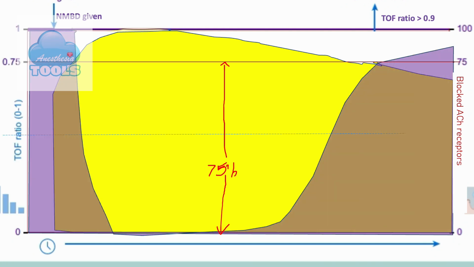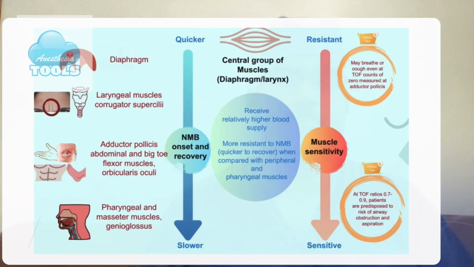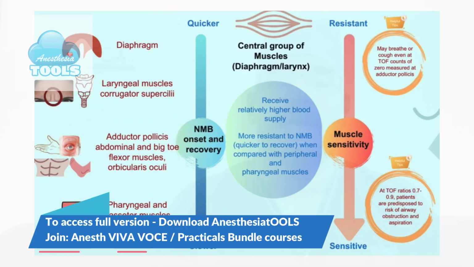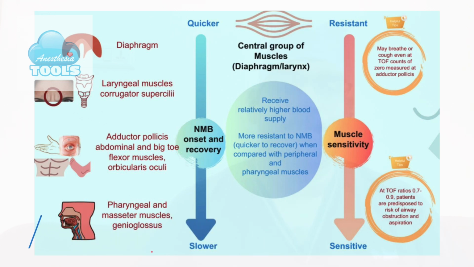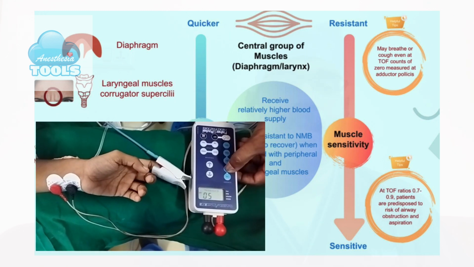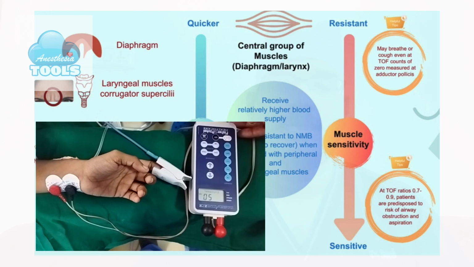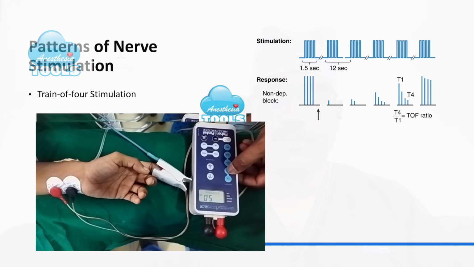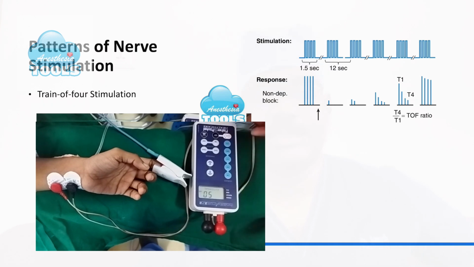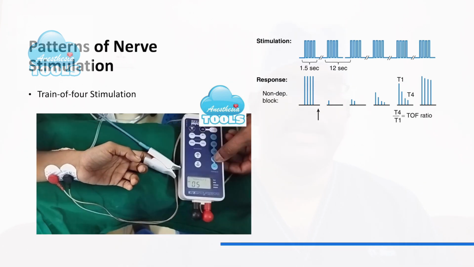Here you can see initially the train-of-four ratio is 1, and after sufficient receptors are occupied, the train-of-four ratio drastically falls. This is an important diagram where you should know that not all muscles are getting neuromuscular blockade simultaneously, because some muscles are showing quicker onset, say diaphragm, laryngeal muscles, our central group of muscles like corrugator supercilii, adductor pollicis, abdominal and big toe flexor muscles. Qualitative demonstration of the TOF response: you can see 4 responses, but the responses are progressively diminishing.